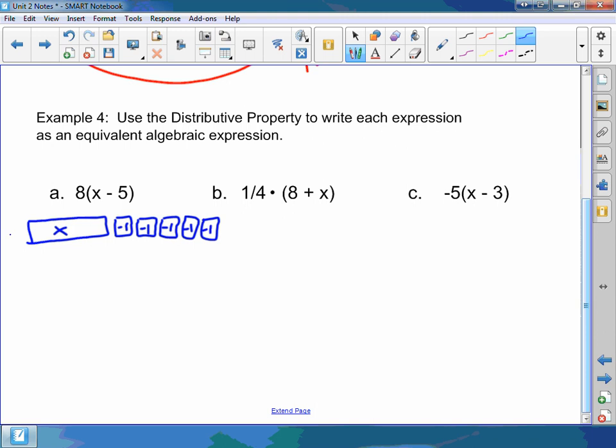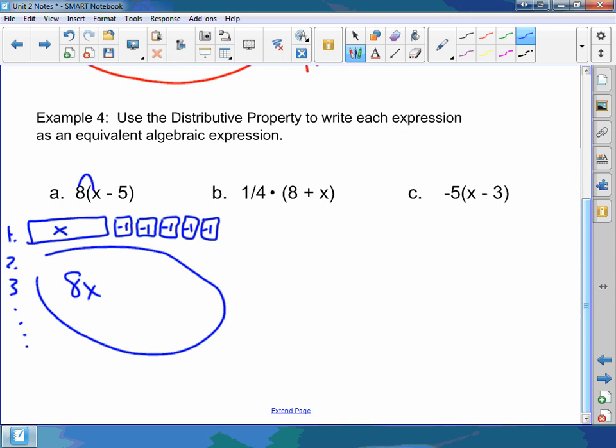Okay, but remember, I would have 8 groups of these, 2, 3, et cetera. Okay, now I'm not asking you to draw all that. That would be punishment. You don't have to do that. But when it's all said and done, when you had all of this filled in, what you're going to be left with is 8 x's, or 8 times x, and 40 of these red squares, right? Because 8 times 5 is 40. So you could write it as 8x minus 40 since they're red. Or you could write it as 8x plus a negative 40.